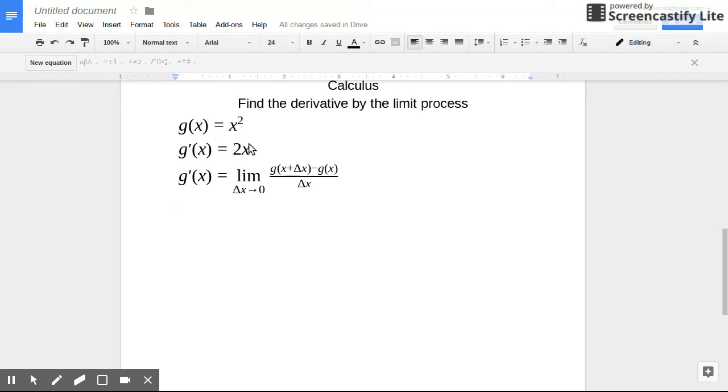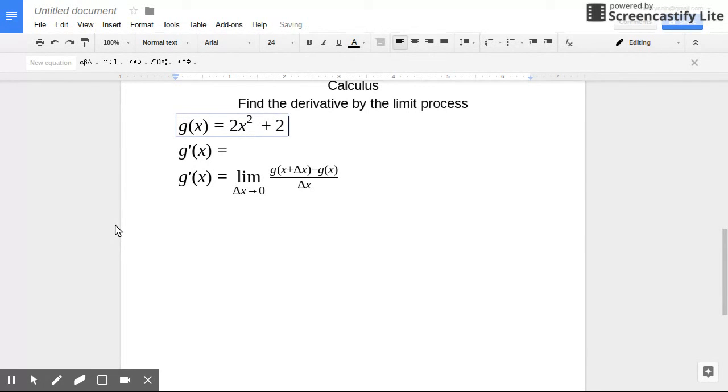Okay, in our last problem, let's go ahead and get a new problem here. I think we'll keep that. Let's give it a coefficient of 2, and plus 2. Let's do that. And let's call our function h. How's that? And we're going to be looking for h prime of x.